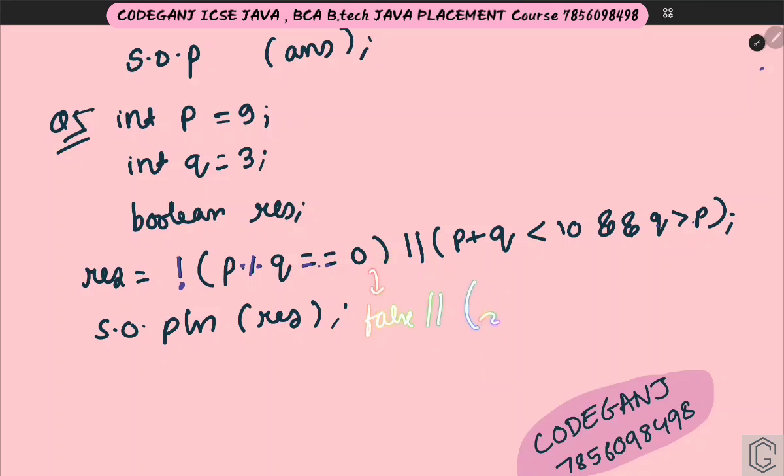Now you have or, then you have p plus q. So p plus q is nothing but 12, so this condition became false, and there is an AND operator. If any one becomes false, the whole thing will become false. So here is false, and then or, and then false, and finally your answer will be false.